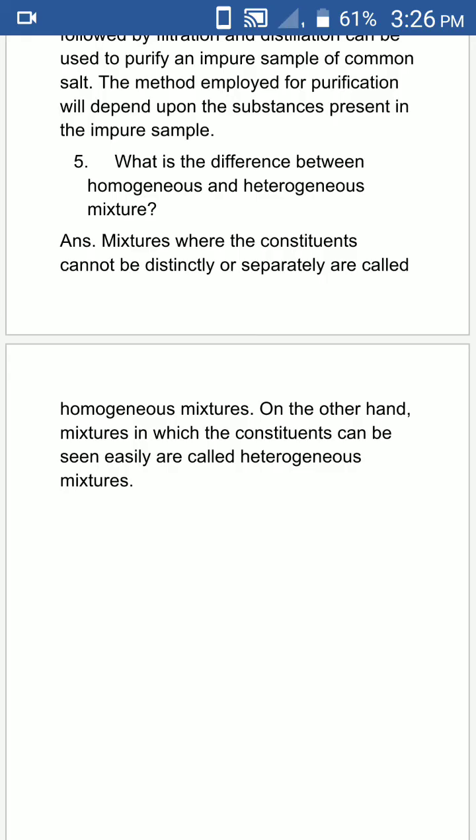What is the difference between homogeneous and heterogeneous mixtures? Mixtures where the constituents cannot be distinctly seen separately are called homogeneous mixtures. On the other hand, mixtures in which the constituents can be seen easily are called heterogeneous mixtures.